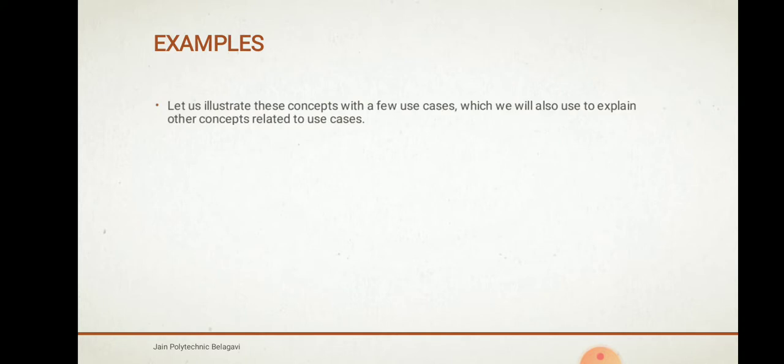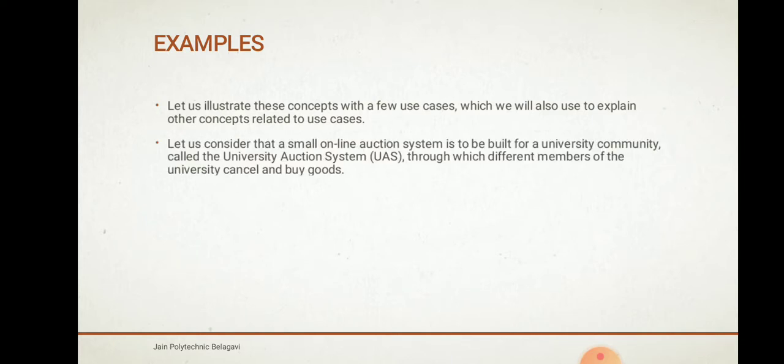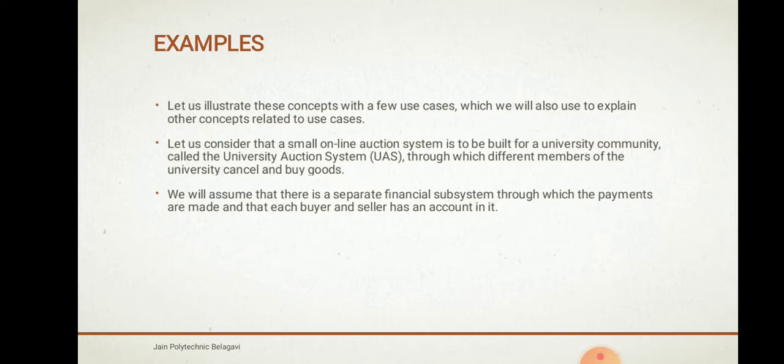Examples. Now let us illustrate this concept with a few use cases which we will also use to explain the other concepts related to use cases. Now let us consider that a small online auction system is to be built for the university community, called the university auction system, through which different members of the university can sell and buy goods. We'll assume that there is a separate financial subsystem through which the payments are made and that each buyer and seller has an account for it.